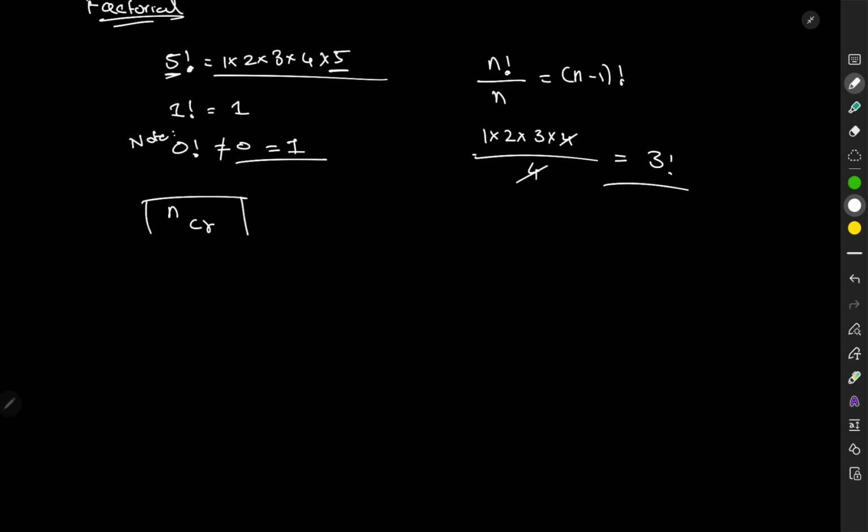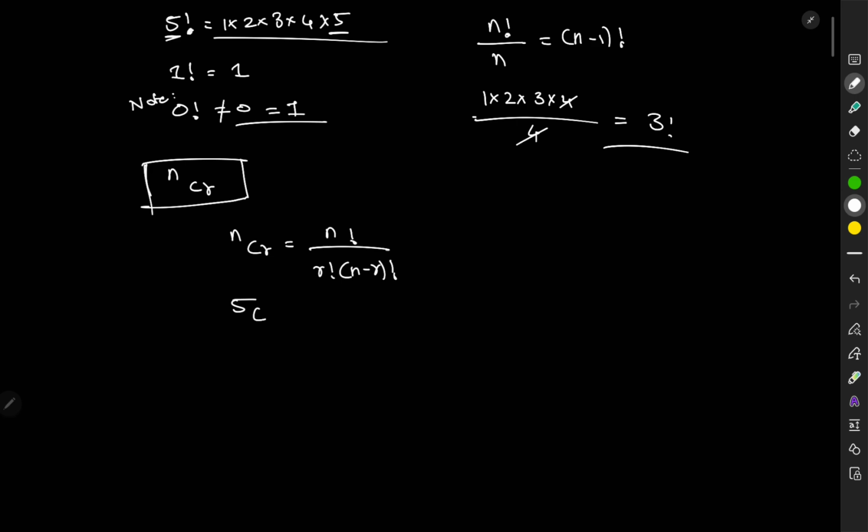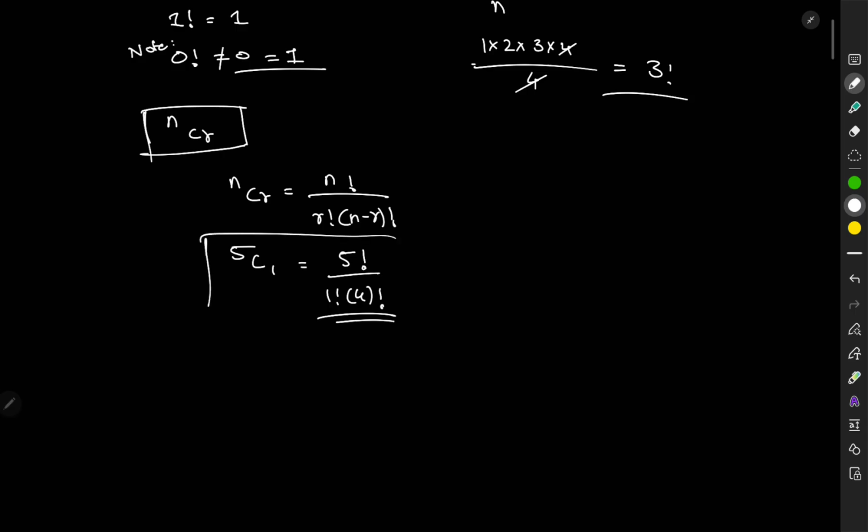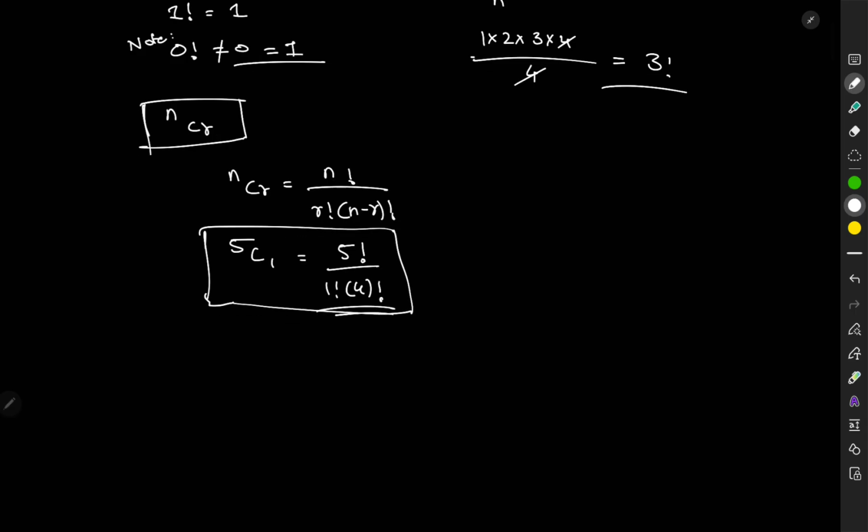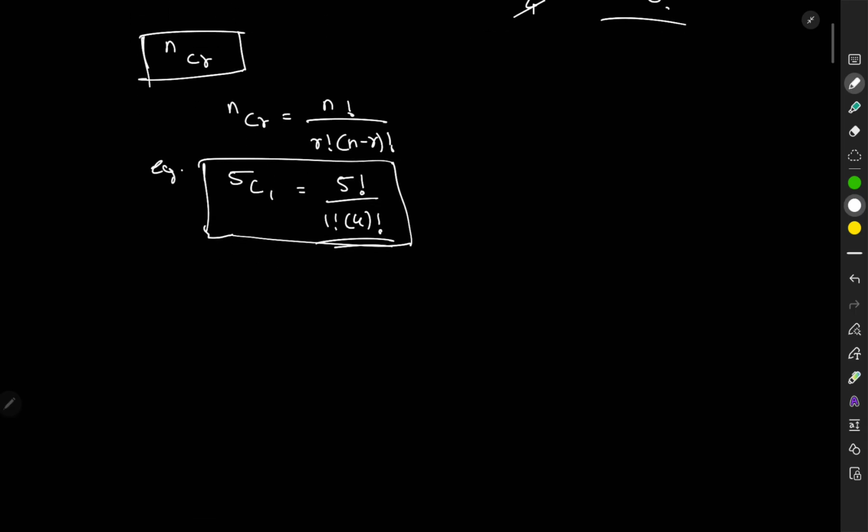So moving further, you will be learning something called nCr in this chapter. So nCr is nothing but n factorial divided by r factorial times n minus r factorial. Fine. So for example, 5C1. How will you denote it? 5 factorial divided by 1 factorial times 4 factorial. This is how you will denote this. Fine. Okay.